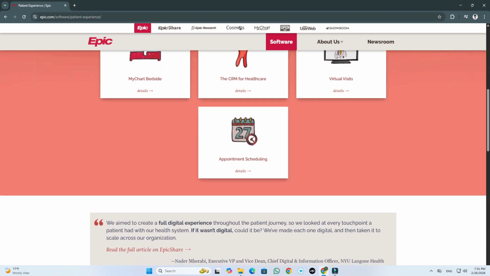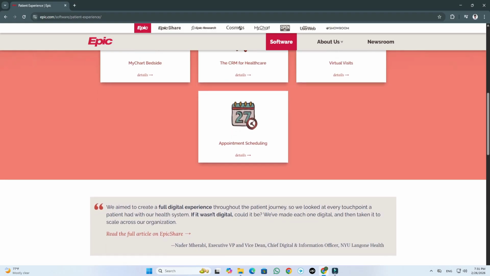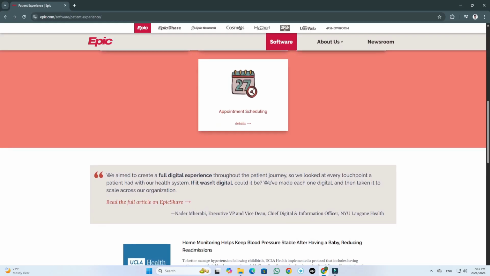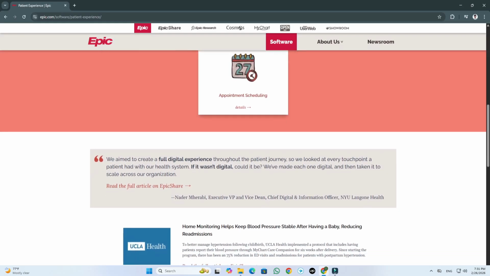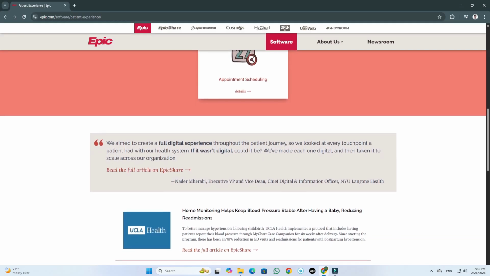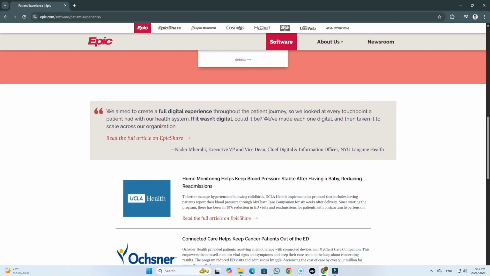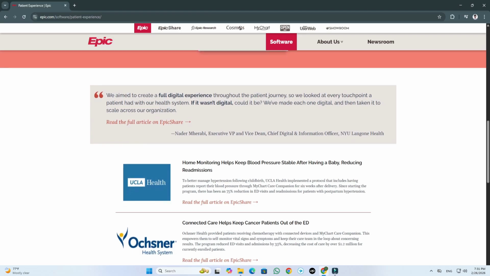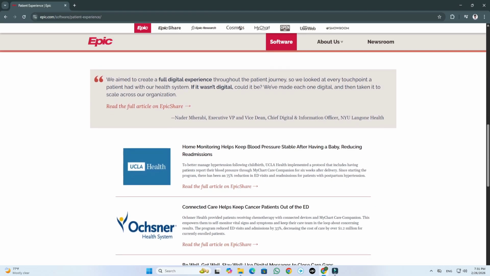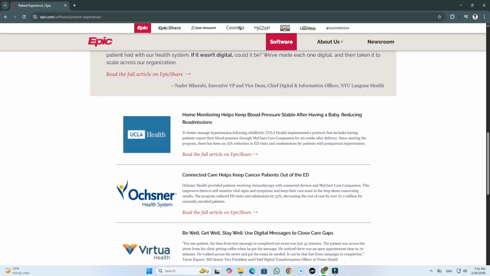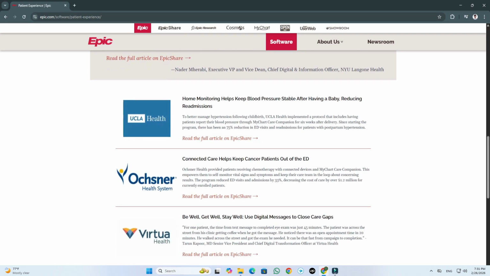Another key feature is the clinical decision support. Epic offers real-time decision support tools based on current guidelines and patient data, such as alerts for abnormal lab values or overdue screenings. This promotes evidence-based care and reduces variability in treatment.